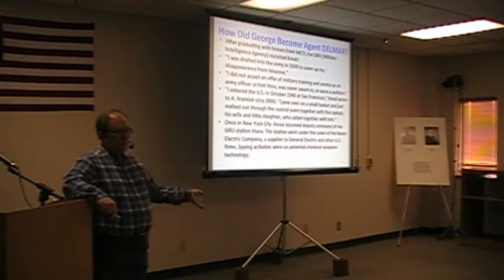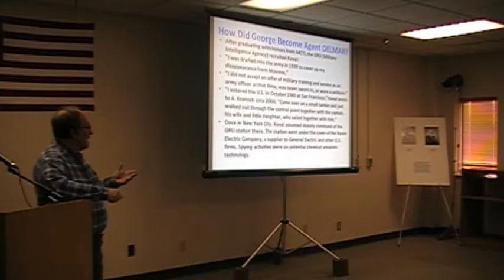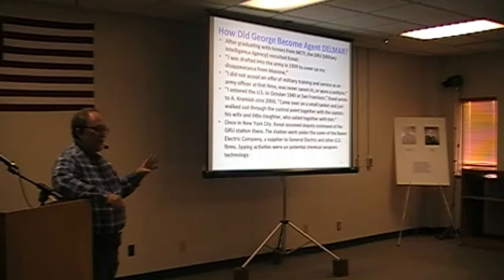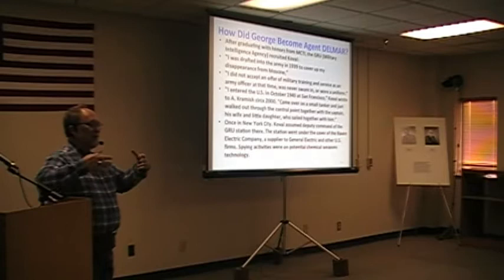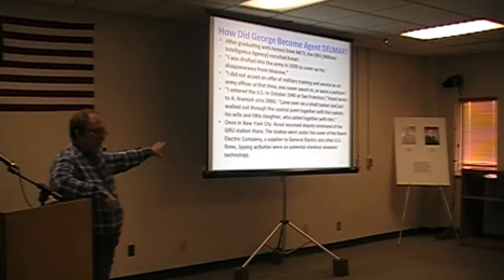When he got to New York City, he was the deputy commander of the GRU station there. And how they worked is that they had a cover. There was an electric company called Raven Electric that was a supplier to General Electric and other companies. And what the Soviet spies were doing, they were looking at technology, particularly chemical technology. Because, you know, World War I was chemical warfare. World War II was starting. No one knew whether or not chemical warfare would be used again. The Russians wanted to know more about what was going on. So New York, that's where he was.